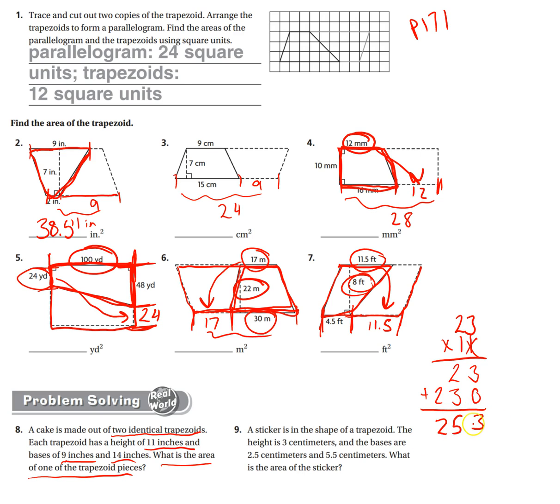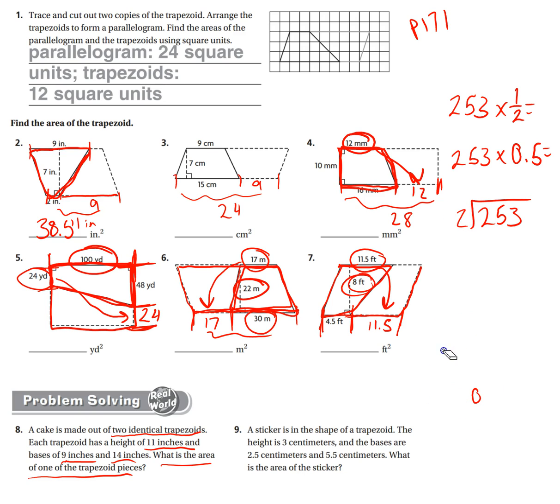Now I take this number and I can do my 3 options. I can take 253 and multiply it by 1/2 to get my final answer. I can take 253 and multiply it by 0.5 to get my final answer. Or I can take 253 and divide it by 2 to get my final answer. Any one of those will work. I'm going to let you do this math, but again, if you need any help, please don't hesitate, raise your hand.